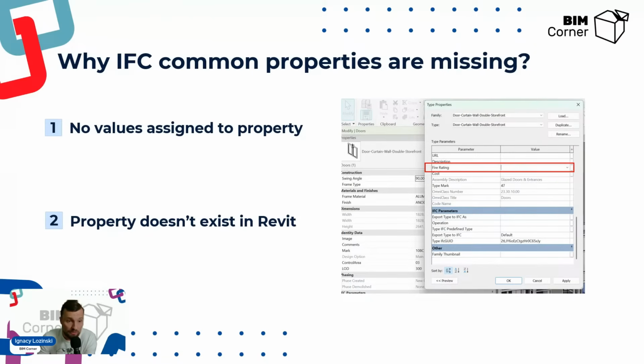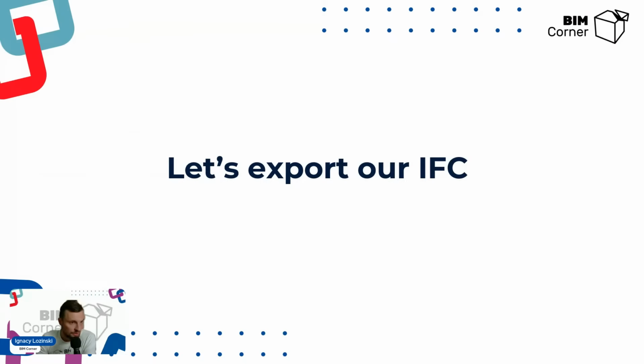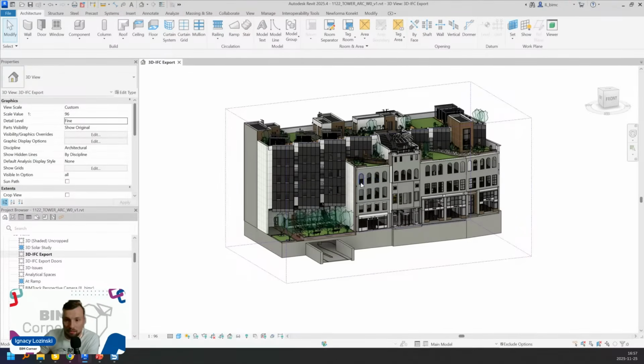We are not going to cover this right now, but there are many options to do it, right? Thankfully, in our example, the fire rating property is defined in Revit, and you can find it in identity data under the type. There is a fire rating property. So when you fill this property with a value, the value will be automatically assigned to the IFC door common property set, to the fire rating property in the IFC file, right? So this is the theoretical part. Let's jump into Revit to see this in more detail.